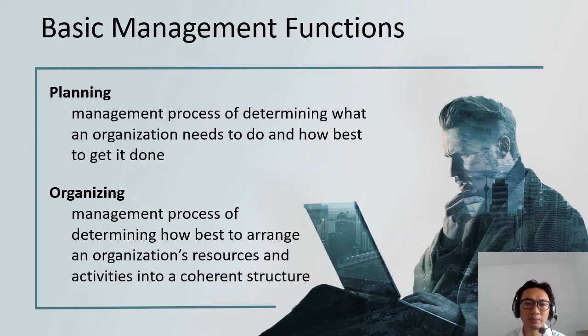So the first basic management function is planning. When you want to determine what the organization needs to do and how best to get it done, this requires planning. Planning actually has three main components. It starts when managers determine the firm's goal. And then after that, they develop a comprehensive strategy to achieve those goals. After the strategy is developed, they design tactical and operational plans to implement the strategy.